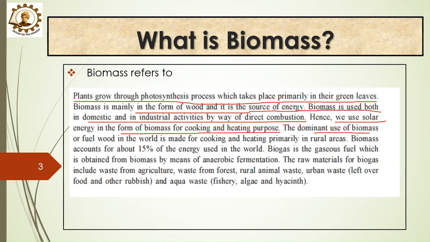The dominant use of biomass or fuel wood in the world has made cooking and heating primarily possible in rural areas. So, the raw materials that we use for biogas production come from agriculture, waste from forest, rural animal waste, urban waste like leftover of food and rubbish, and aquatic waste like fishery, algae, and hyacinth. So all this combined together gives us what we know as biomass, and the conversion of this biomass into useful energy gives us the main basis of the topic, that is energy from biomass.